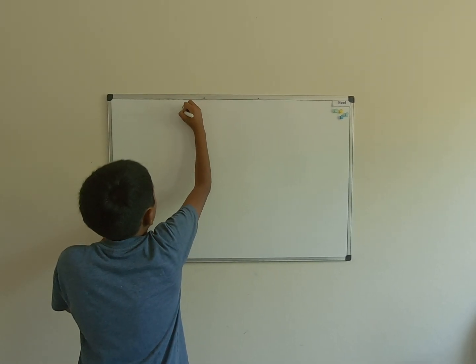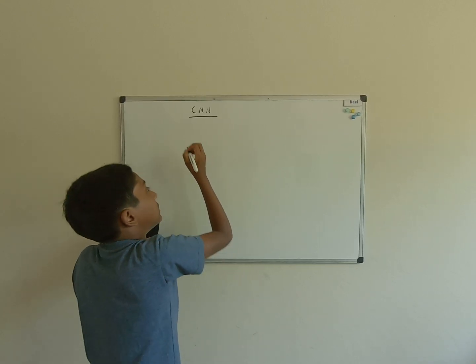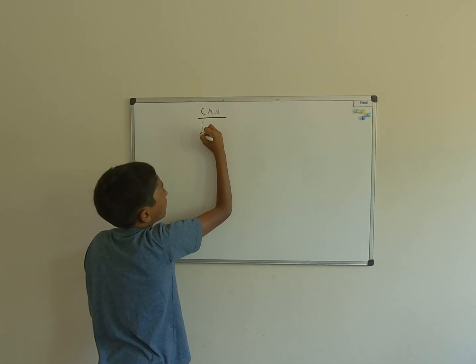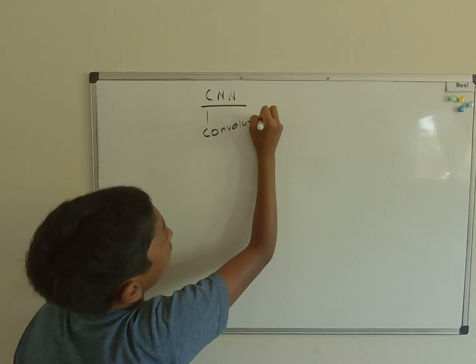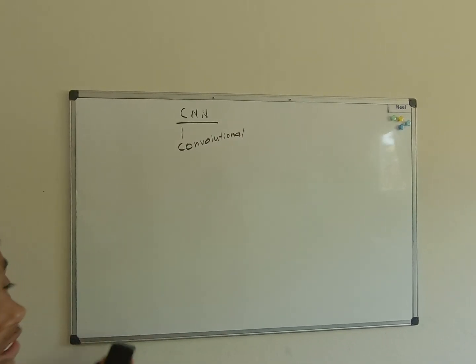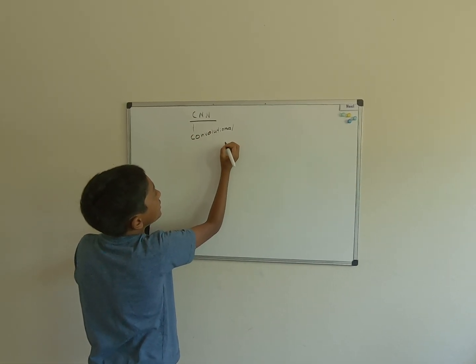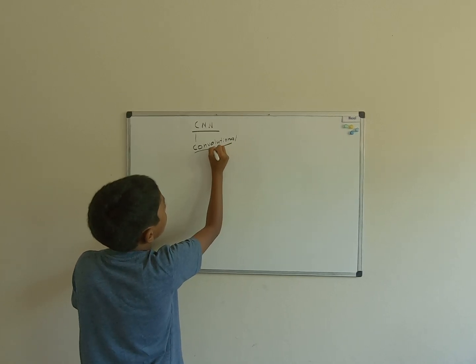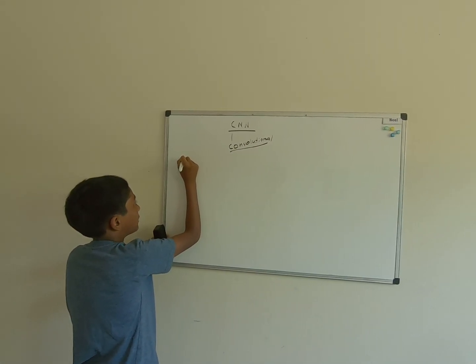A CNN is a convolutional neural network. So the C stands for convolutional. So it's a neural network, but it's convolutional. So what is convolution? I'll show you some different kinds of convolution.